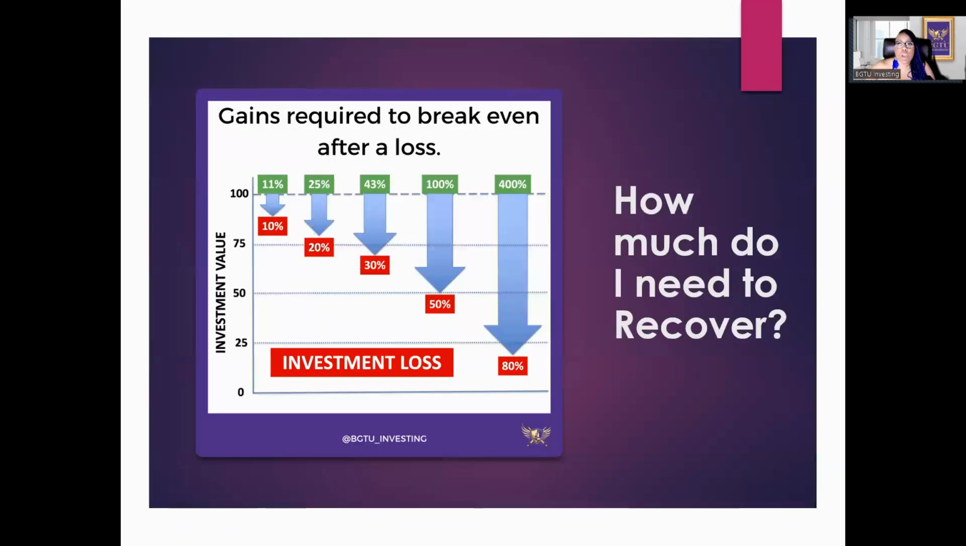So, the gains required to break even after a loss. Let's just say that $10,000 was a 50% loss on that trade. I'm going to need to make 100% back just to break even. I ain't even made no money. But we're in a downtrend. So the chances of me making 100% back on this trade before the expiration date to break even is slim to none.